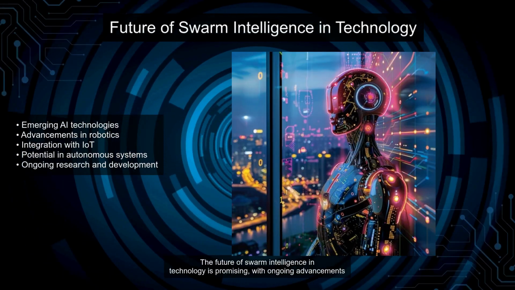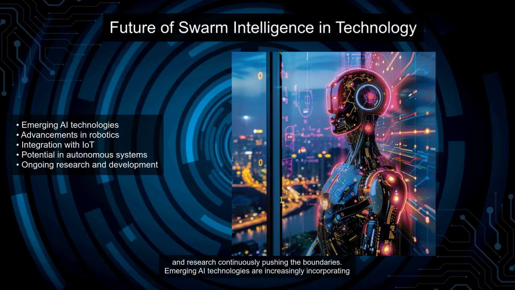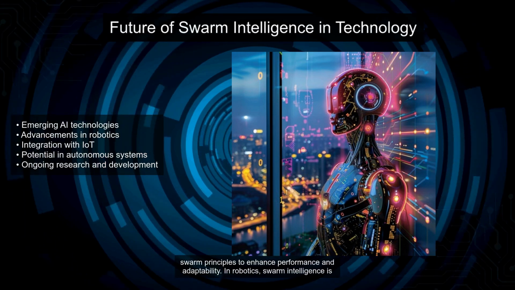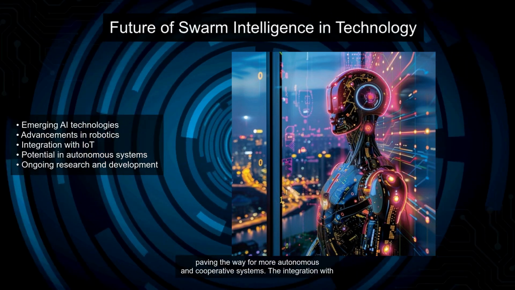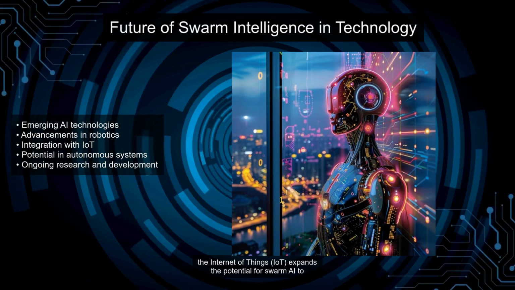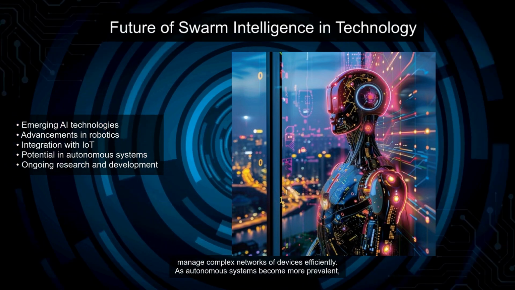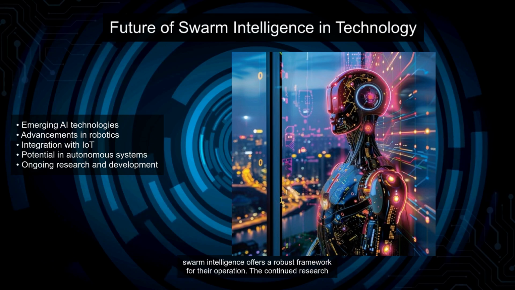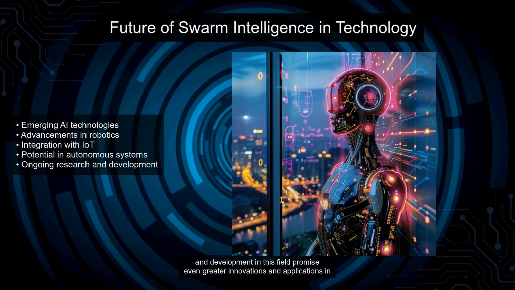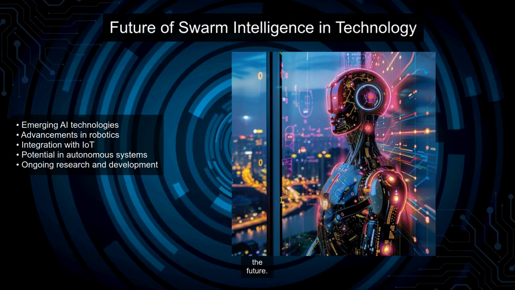The future of swarm intelligence and technology is promising, with ongoing advancements and research continuously pushing the boundaries. Emerging AI technologies are increasingly incorporating swarm principles to enhance performance and adaptability. In robotics, swarm intelligence is paving the way for more autonomous and cooperative systems. The integration with the Internet of Things, IoT, expands the potential for swarm AI to manage complex networks of devices efficiently. As autonomous systems become more prevalent, swarm intelligence offers a robust framework for their operation. The continued research and development in this field promise even greater innovations and applications in the future.